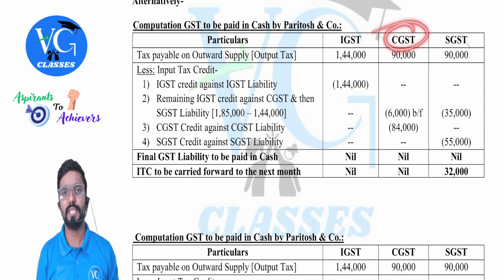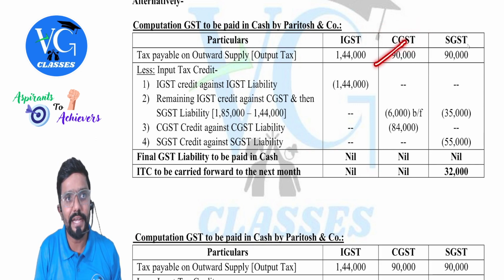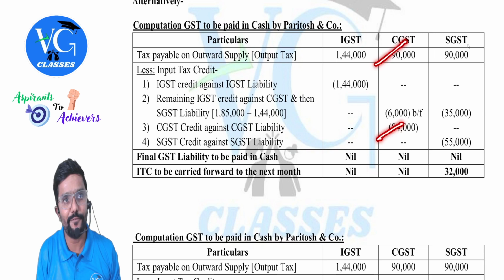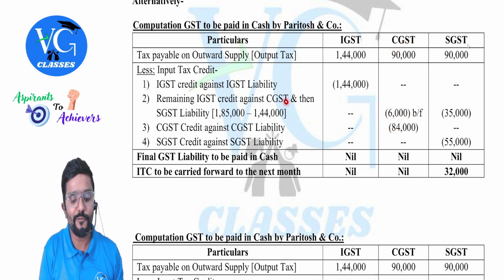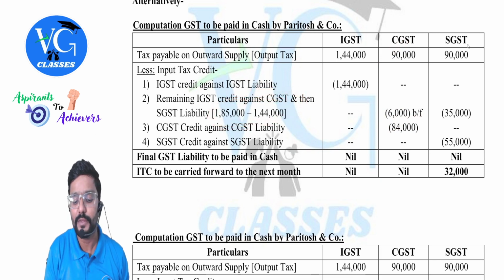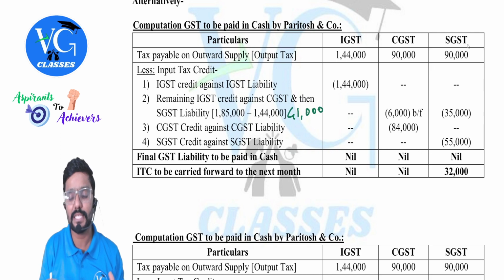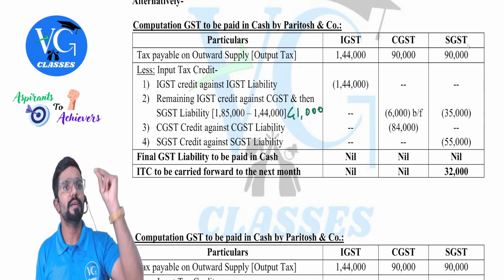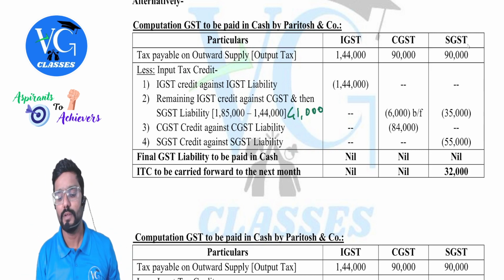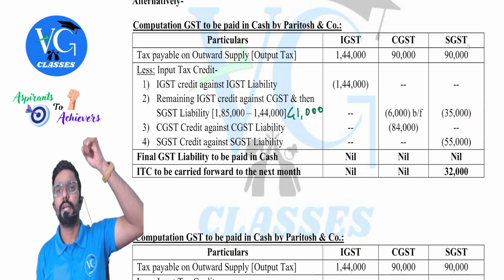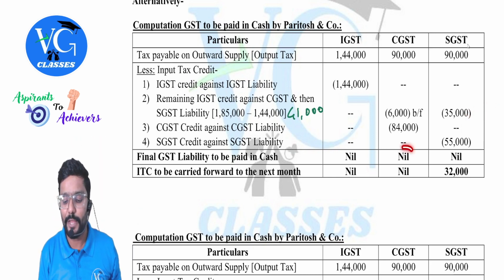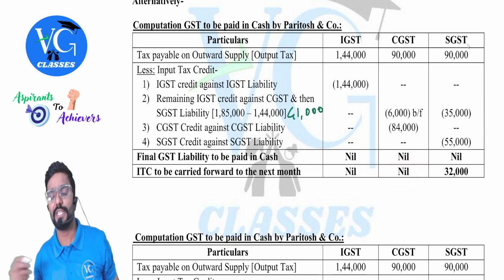First, I will start with CGST. CGST liability is 90,000. I have a credit of 84. What is the balancing figure? 6,000. So out of 41,000, I will adjust 6,000 against the CGST liability. Remaining is 35, so I will adjust 35 against SGST. Did you understand? So here I made it nil, with nothing to be carried forward.